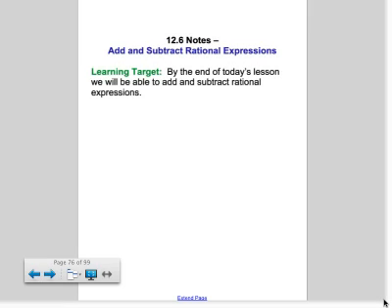Obviously, in chapter 12 here, we've been looking at rational expressions, and today is no different. We're going to look at adding and subtracting rational expressions. So we've already multiplied and divided. Today we're going to look at adding and subtracting.